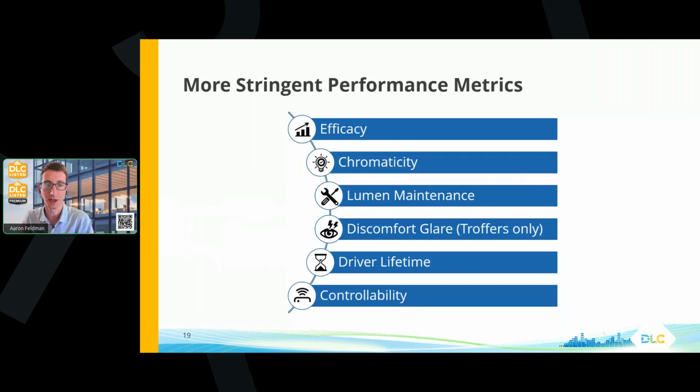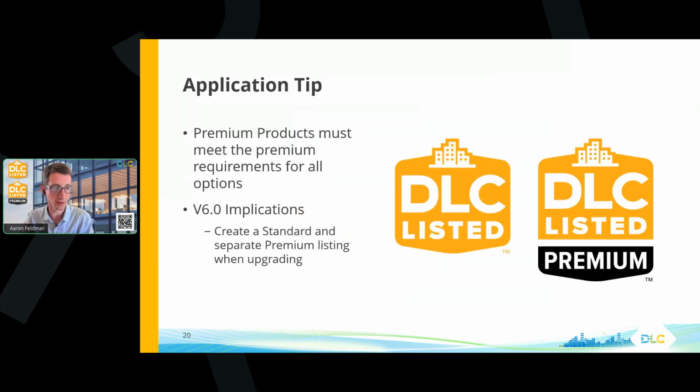For the top 3, we have efficacy, chromaticity, and lumen maintenance. The threshold for those metrics is more stringent than that of DLC Standard. Then we have discomfort glare and driver lifetime. And those are only applicable for DLC Premium, so there's no DLC Standard requirement for those metrics. They were also required for Premium under 5.1 for those familiar with the program. And then last but not least is controllability. I'm saving controllability last here because we'll be focusing on that in the next couple of slides the most. And there are significant updates to controllability under version 6, as Casey mentioned, and in particular for the Premium designation. So we'll be going through that in the next slides.